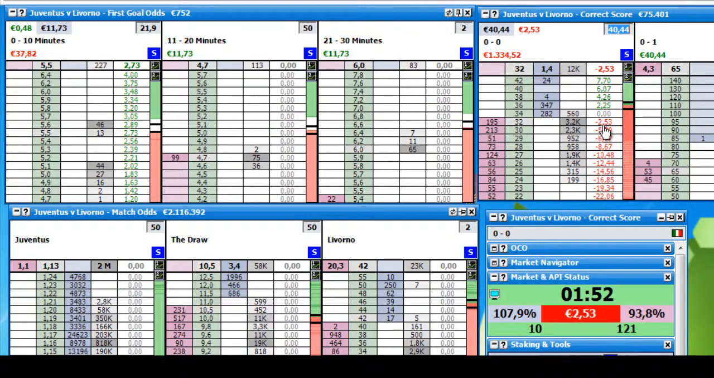If I can close it here after 10 minutes at 32, I have a loss of 2.53 euros, but I will win here 11.33 euros. So we have to wait now what happens in the next minutes. We're still already in the second play minute of the match.